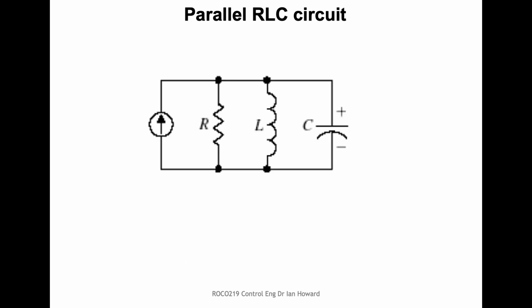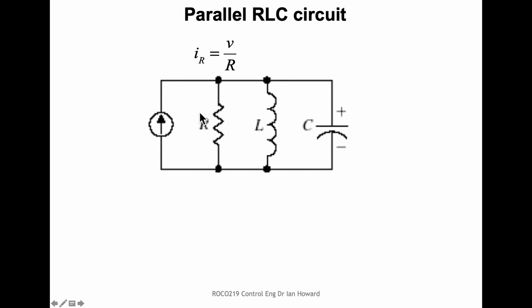We can do a simple analysis of a parallel RLC circuit. In this case, the voltages are all going to be the same across the components because they're all in parallel. So we can then just go through and add up what the contributions are to the current in terms of what goes through each component.